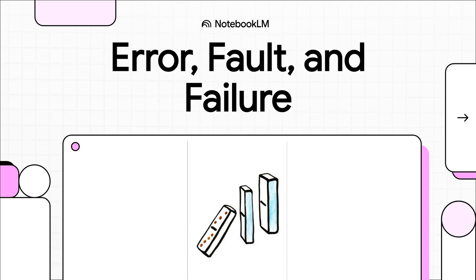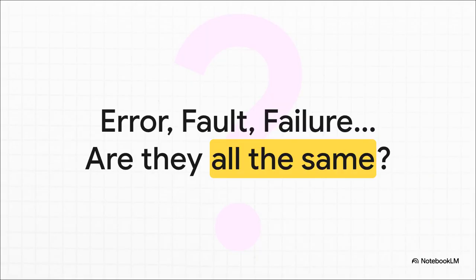All right, welcome. So in the world of software quality, there are these three words that get thrown around constantly: error, fault, and failure. Now they sound pretty similar, right? But, and this is a big but, understanding the difference between them is absolutely crucial if you want to build better software. Yeah, exactly. In just regular conversation, we kinda use them all to mean the same thing.